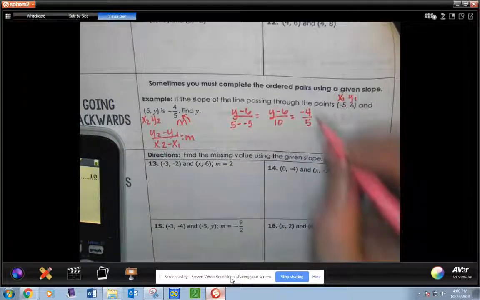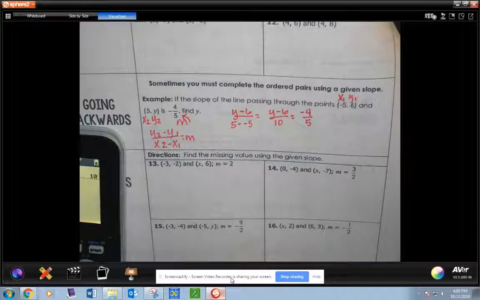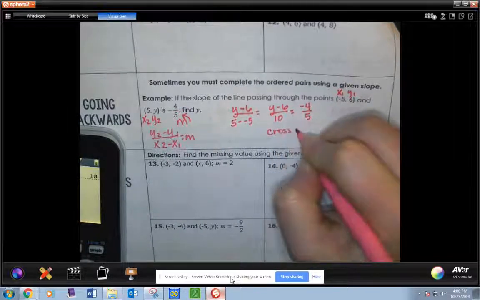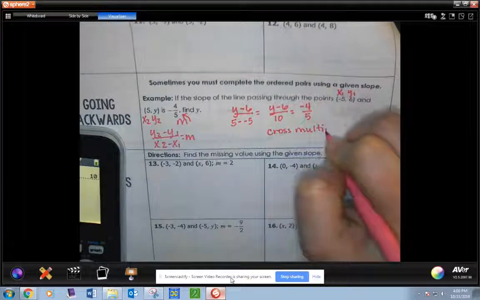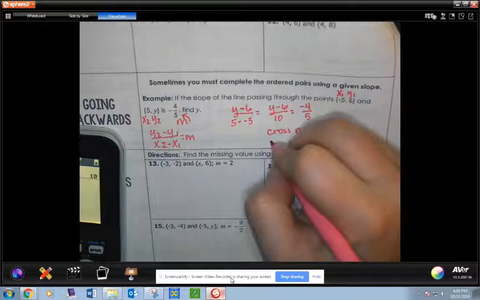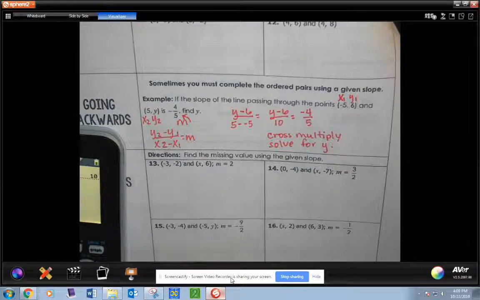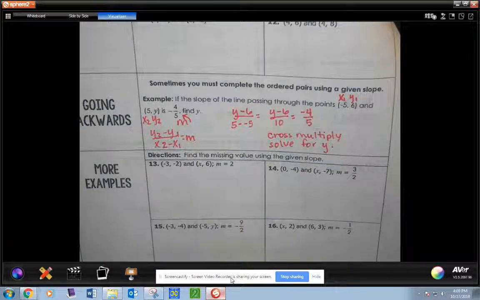Okay, from here, we're not going to finish completely solving this one. I'm just showing you how to set it up. You would have to cross multiply and then solve for y. Okay, so we're going to go into our examples.